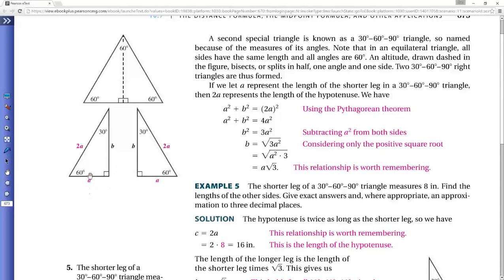If this side is A, and A, what is the length of the whole side of my original triangle? Well, this is split in half, so A and A, well, this is 2A all along here. And that's where they get this 2A on this hypotenuse. In fact, all these would be 2A, 2A, 2A, right?